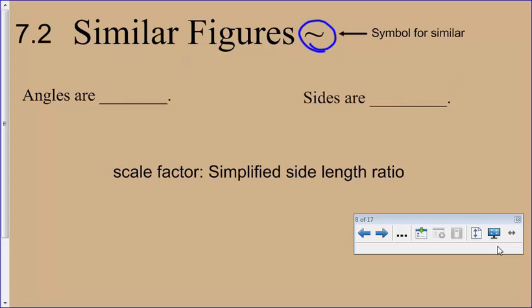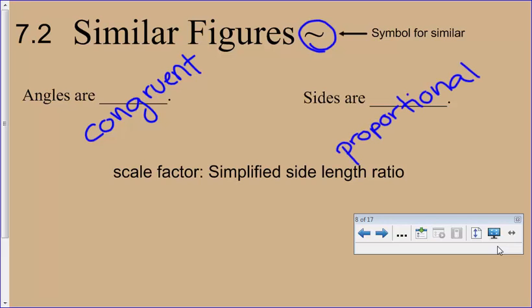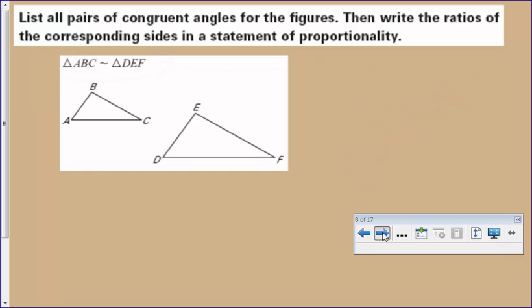When we're looking at similar figures, you need to know that angles are congruent. So we can match them up just like we have in congruent figures, but the sides this time are proportional. They break down into a scale factor or a simplified ratio between the side lengths. Let's look at an example.